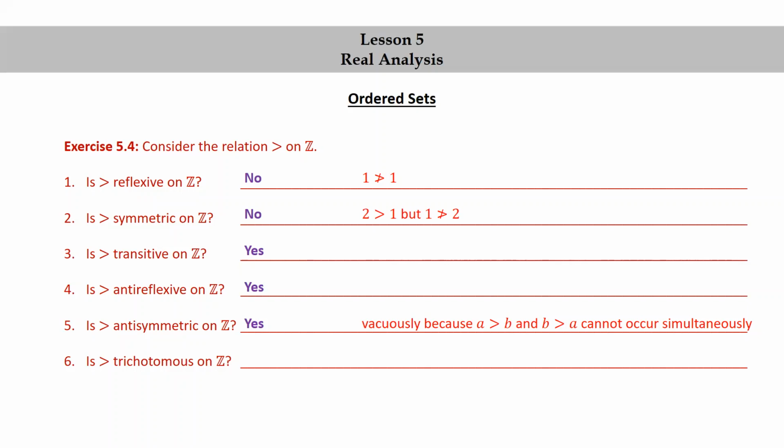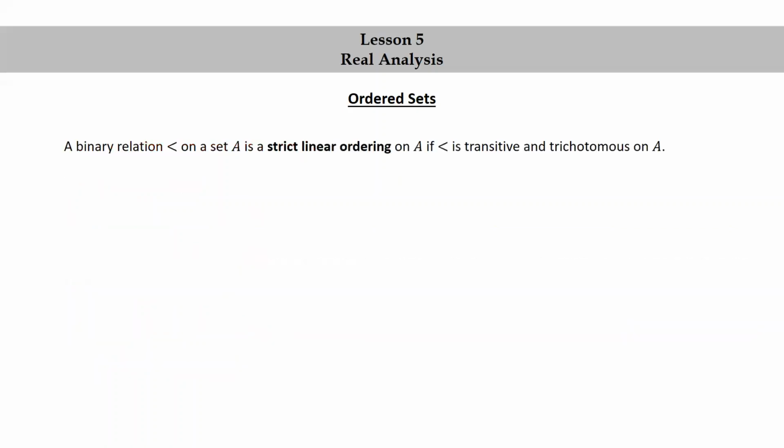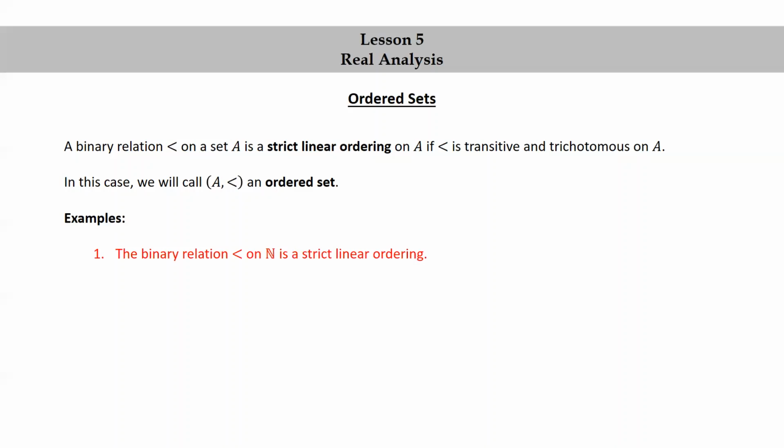Is greater than trichotomous on Z? Yes. A binary relation less than on a set A is a strict linear ordering on A if less than is transitive and trichotomous on A. In this case, we call (A, <) an ordered set. Let's look at some examples. The binary relation less than on the set of natural numbers is a strict linear ordering. Therefore, (N, <) is an ordered set.